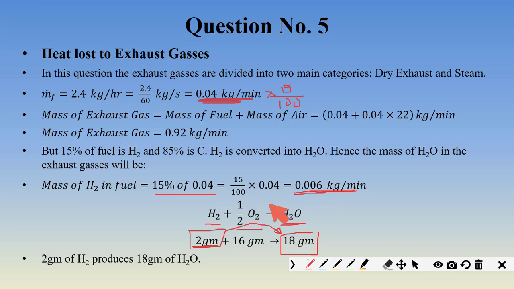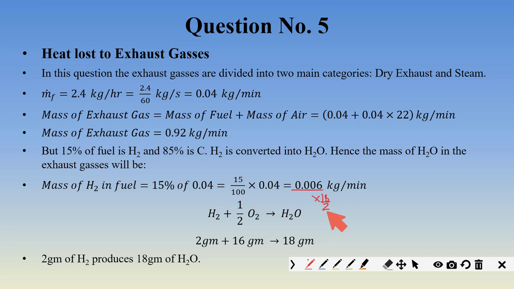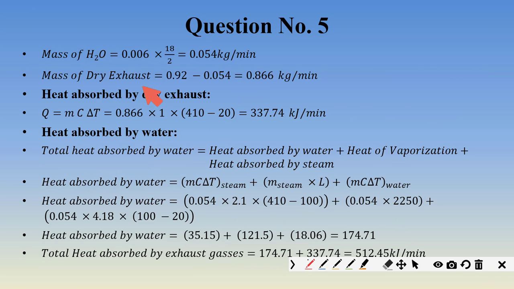So what is the amount of hydrogen that we are burning? 0.006 kg per minute. So what is the mass of the water that will be formed? It will be 0.006 into 18 divided by 2. Because 2 grams forms 18 grams, meaning 1 gram of hydrogen will form 9 grams of water, right? That is exactly what we did over here. So 0.006 kg per minute of H2 will form 0.054 kg per minute of water.